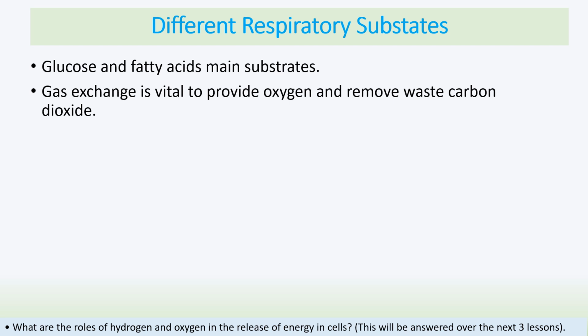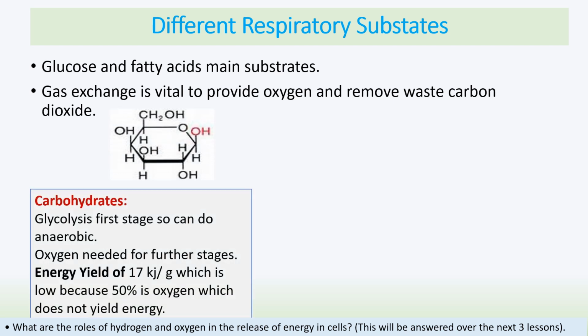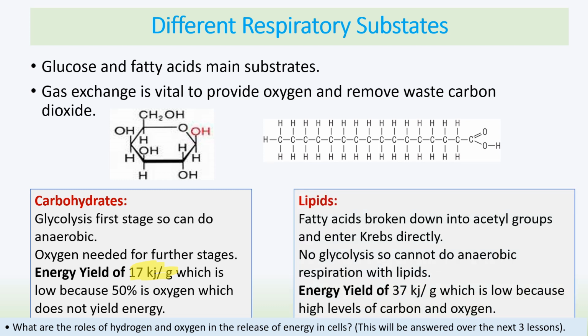Not just glucose can be respired, so that's important to know. We mentioned that earlier on. Effectively, the main things that are respired are carbohydrates. Glycolysis is the first stage, so you can do it in anaerobic respiration. Just letting you know, though, the glucose yield of energy is 17 kilojoules per gram. This is quite low because 50% is oxygen, so it doesn't generate energy. However, if we use fatty acids, the yield is about 37 kilojoules per gram. So it's a lot higher.